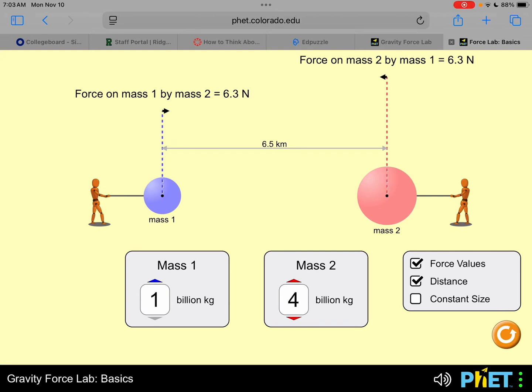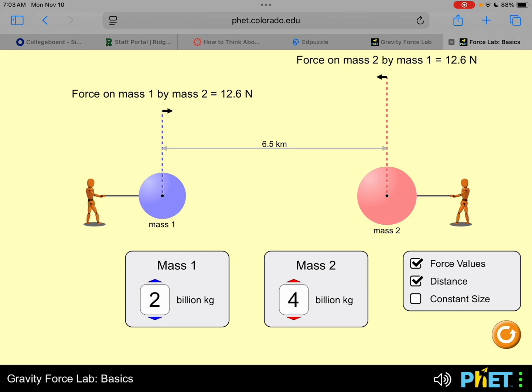Okay, so on this little app, we are able to explore the force of attraction between two objects based on their mass. You can see the force of mass 1 on mass 2 and the force on mass 2 by mass 1, but they both read the same amount, 6.3 newtons. As we increase the mass, we can see that the force increases, but the force increases on both.